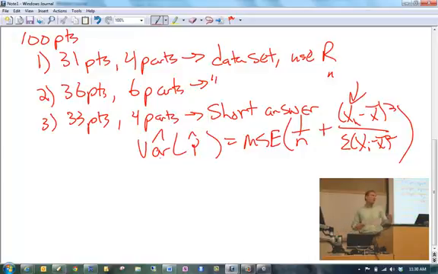Another way would be to appeal to the intuitive reason for why this is happening too. So notice this took me 4 sentences. That's what I mean by short answer.